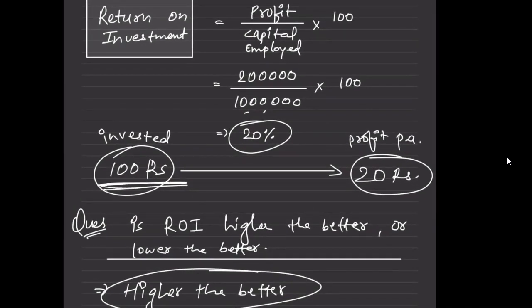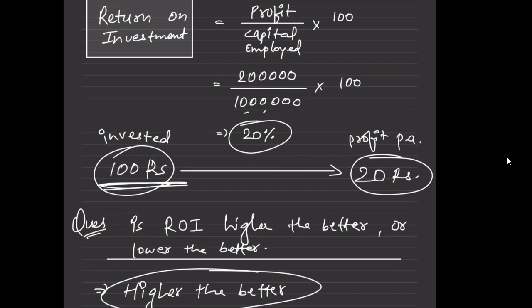Let's say if I've invested 100 rupees and I have got a profit of 100 rupees. So that is a 100% return. That is very good for anyone. But that is practically not very possible unless you have won a lottery or you are gambling.